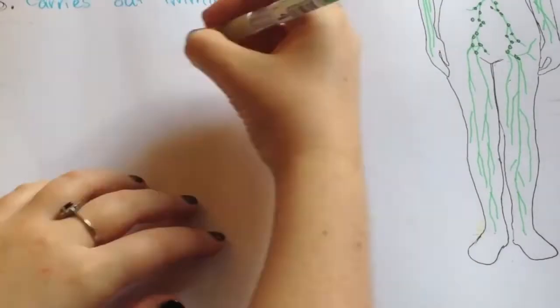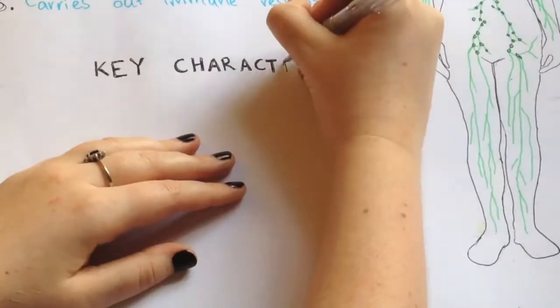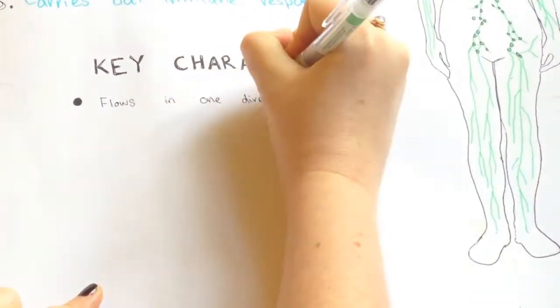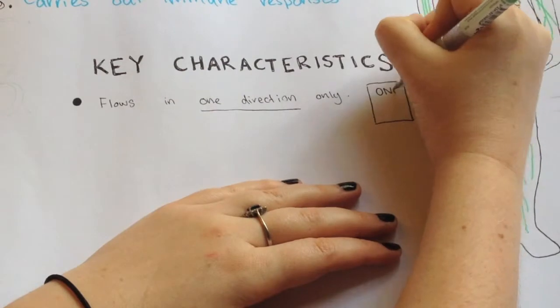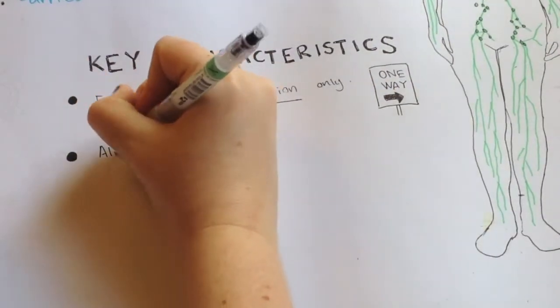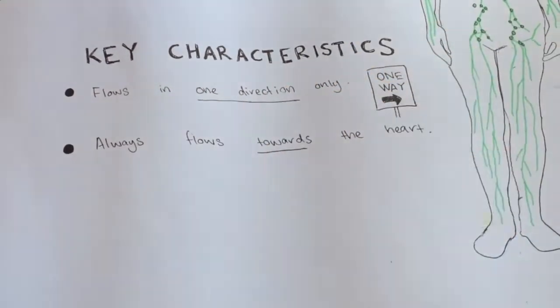In summary, let's have a look at the two key characteristics of the flow of the lymphatic system. The first is that it flows in one direction only. The second is that it will always be flowing towards the heart.